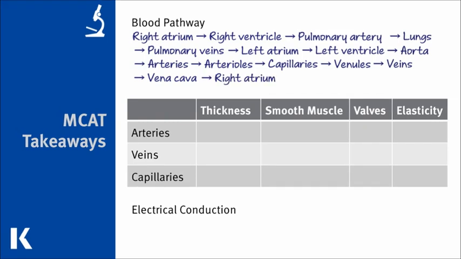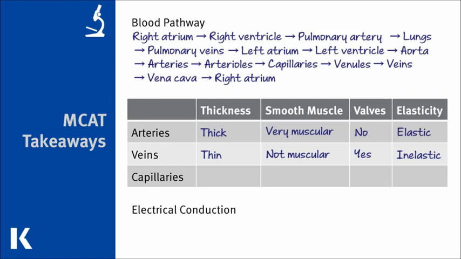We also want to know about the structure of these various types of blood vessels. First, arteries, we want to know, are thick and muscular. They do not have valves, and they're elastic. We want to know that the veins are thin and not as muscular. They do have valves to prevent backflow, but they are inelastic. And capillaries, the site of exchange, must be of a single cell thickness. They don't have room for smooth muscle or valves, and they are also definitely not elastic.